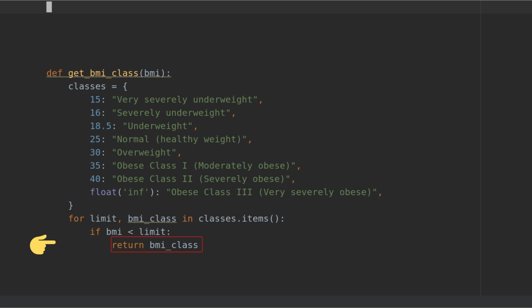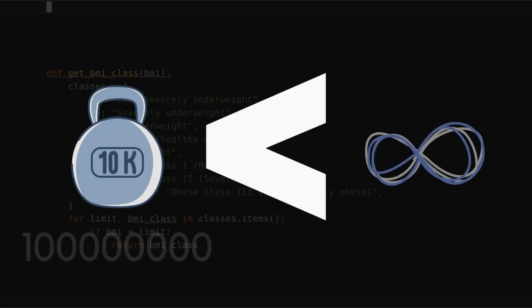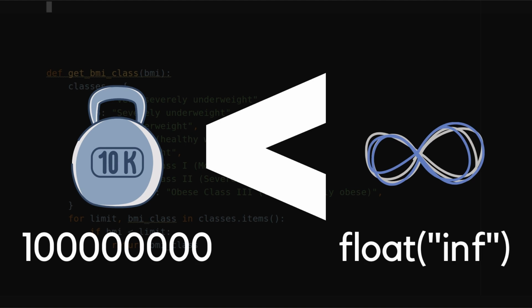So in case I find the class in the first slot, I will not loop through the rest of the dictionary. You can also notice the last element of the dictionary, where the key is the infinity. This is just a special value in Python, and every number is smaller than infinity. Actually, I could have used just 100,000 tons here, but it is just a bit nicer to use this special value.